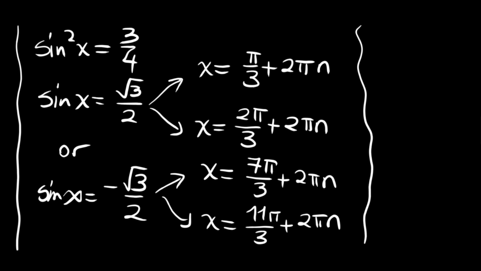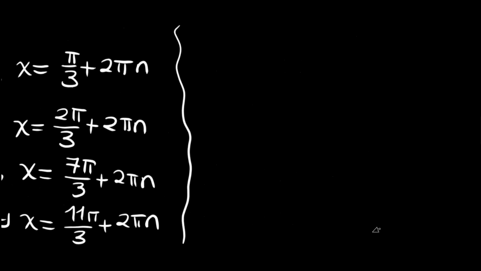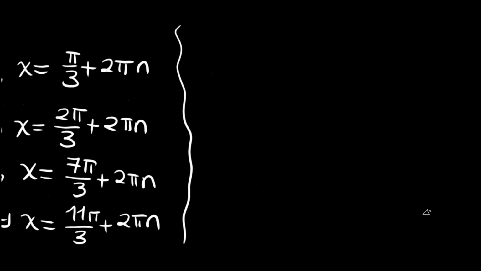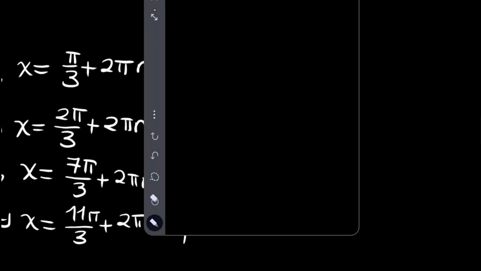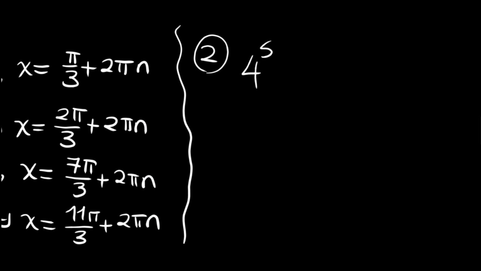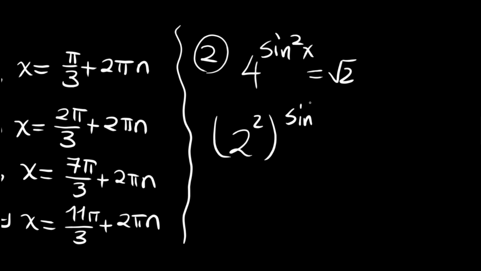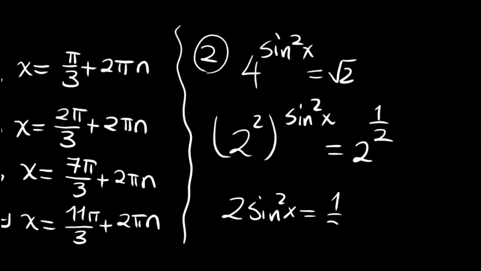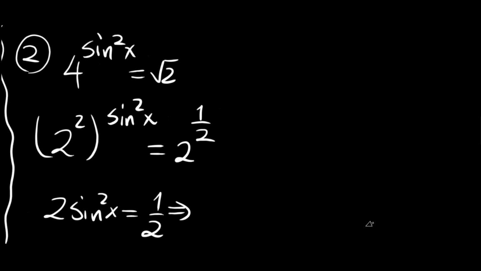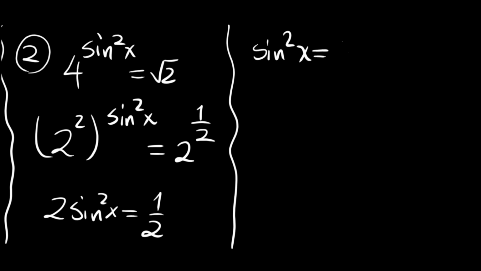These are the first solutions, and the second ones will come from 4 to the power sine squared x is equal to root 2. So again, 2 squared to the power sine squared x is equal to 2 to the 1/2 power. So 2 sine squared x is equal to 1/2, and sine squared x is equal to 1/4.